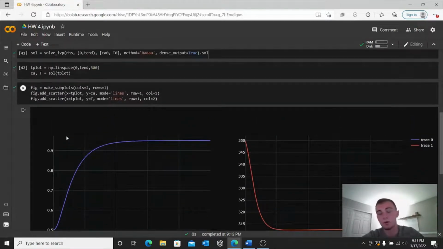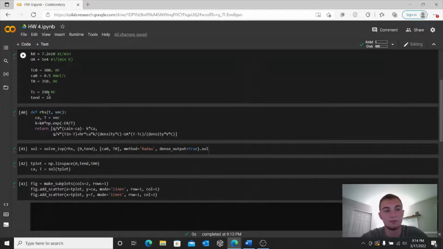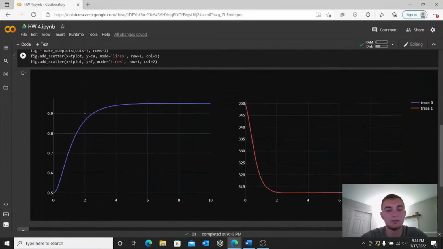Okay, so for our first scenario, we drop the steady state temperature of our coolant from 300 Kelvin. If you remember at the beginning of this problem, we had two different scenarios. We're dropping the steady state coolant temperature from 300 to 290 and seeing how the concentration of A and the temperature of our contents respond. And we'll also have a scenario where we raise the coolant temperature for whatever reason to 305 Kelvin and see how that affects it.